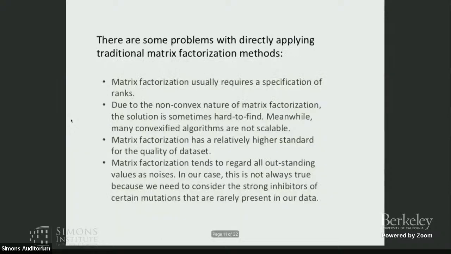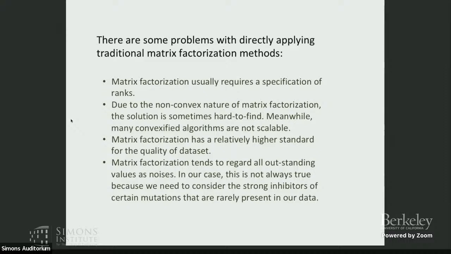So the method we consider is along the line of matrix factorization, because that provides a way for dimension reduction and also for low-rank approximation of the matrix, with the hope to find structure. But with the traditional matrix factorization method, there are a lot of troubles for us.